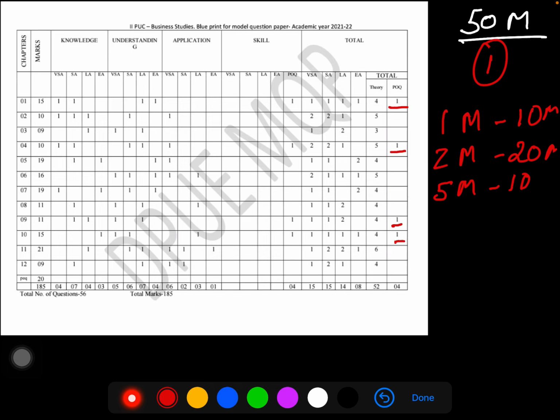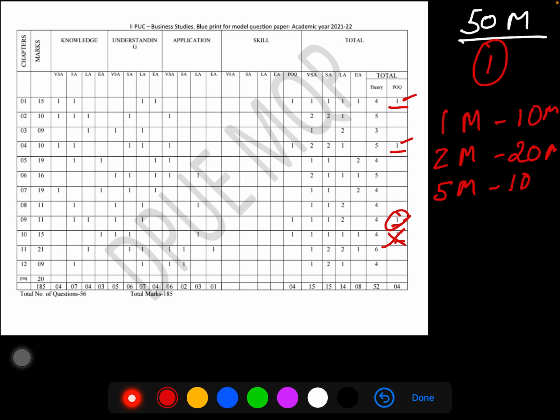In this one you can skip some. You can cover chapter 1, chapter 4, chapter 9. Only 3 questions you're going to prepare. You will get 4, so you can answer one extra question we are keeping for the safer side. In this case you can score 40.